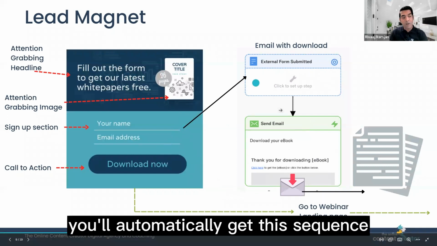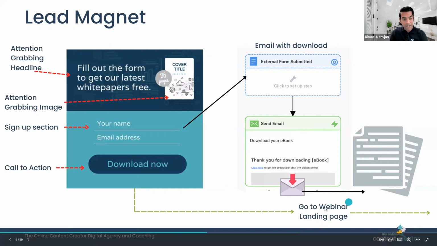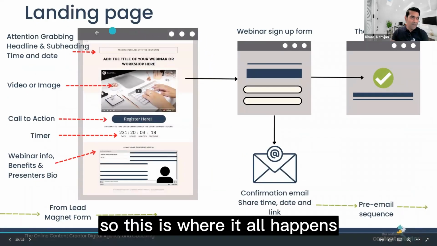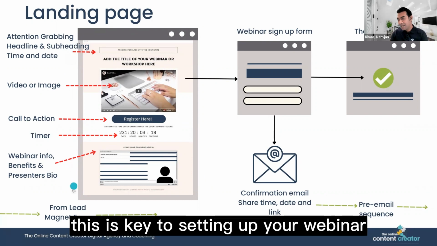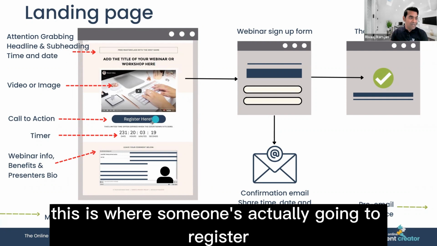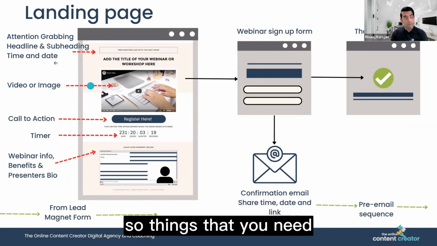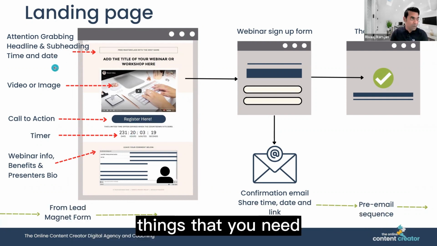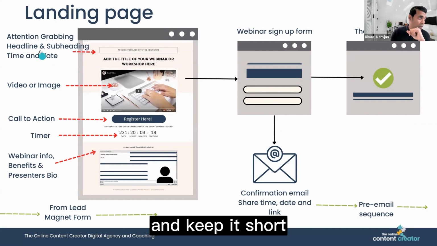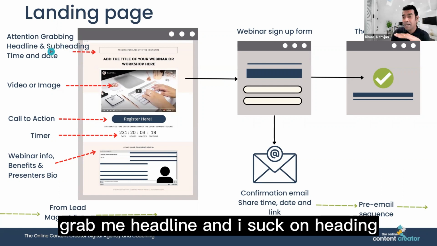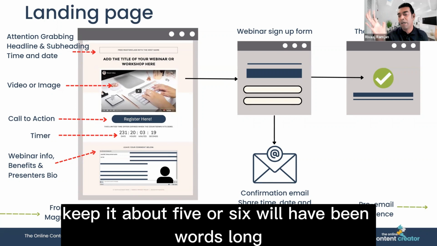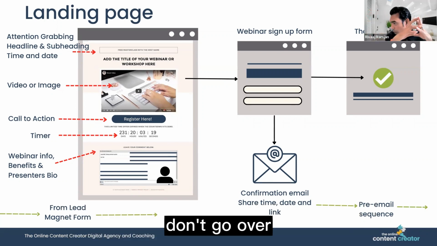When you click download, they'll automatically get this sequence, but at the back end, they'll be directed to your landing page. So this is where it all happens. This is key to setting up your webinar backend: a landing page. This is where someone's actually going to register for your webinar. So the very simple things that you need on your webinar landing page: keep it simple and keep it short. Just an attention grabbing headline and a subheading. Keep your headlines short, about 5 or 6 words long. Don't go over.